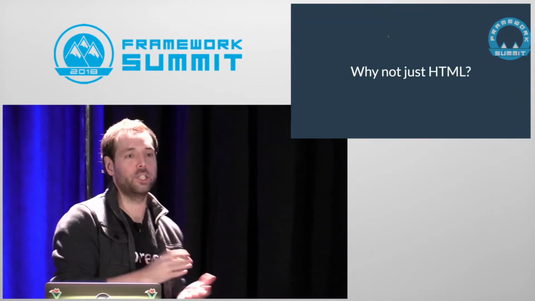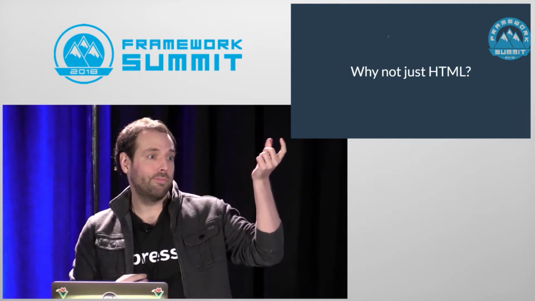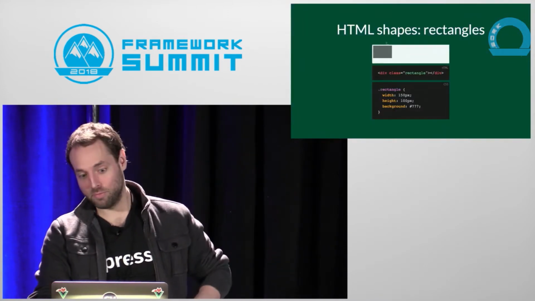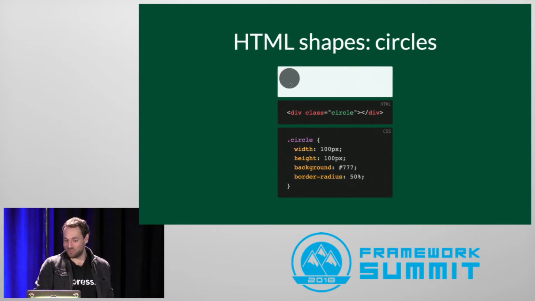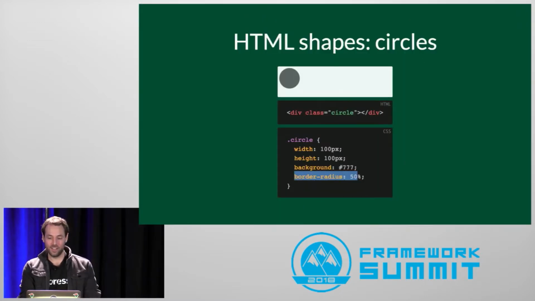So now, why not just HTML? What's wrong with just using HTML? It's great for boxes and text. And you can fill in those boxes and make rectangles with CSS. And if you add a border radius of 50%, you can even turn that into a circle. If you click on any of these examples in my slides, by the way, it opens in CodePen so that you can play around and try to tweak these examples yourself.